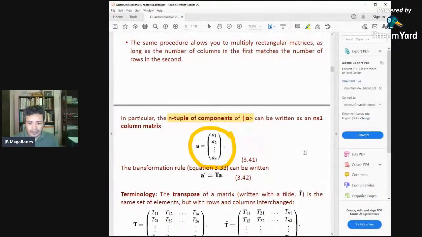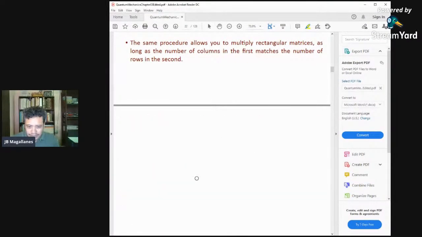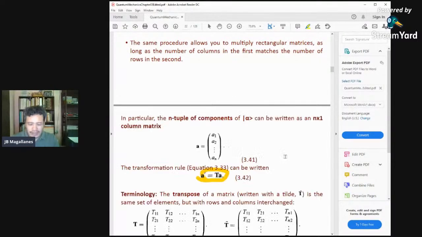That one there. And the transformation, of course, is just the product of T, the matrix representing the transformation T, and A, the matrix representing alpha.